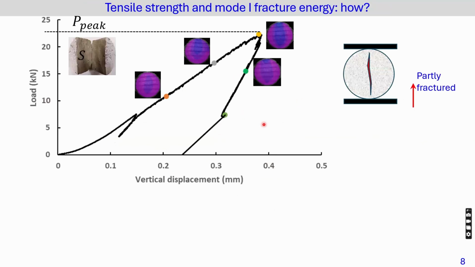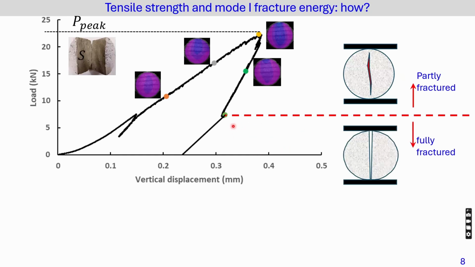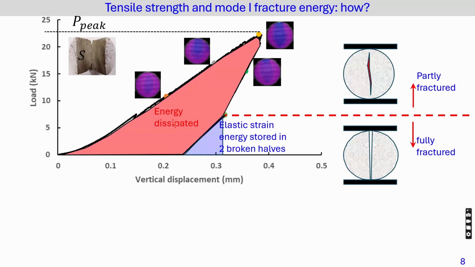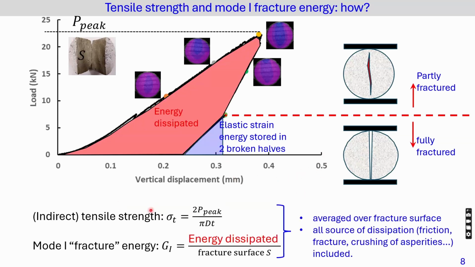Then I can briefly explain how to obtain tensile strength and mode 1 fracture energy during the whole testing process. We assume full fracture at the end of the snapback behavior. The red region indicates the dissipated energy during the loading process. In addition, the blue region indicates the elastic strain energy stored in these two broken halves. The peak strength can normally be determined by the formula of peak load, diameter, and thickness. And the mode 1 fracture energy can be determined by the formula of energy dissipated and fracture surface.